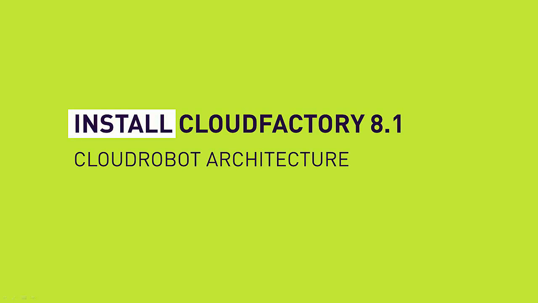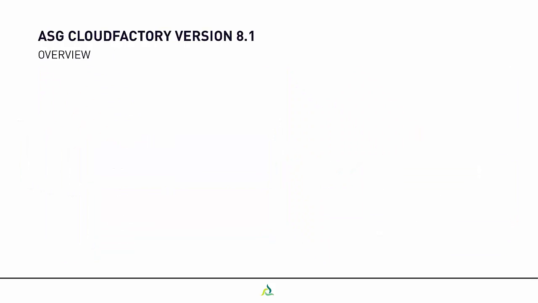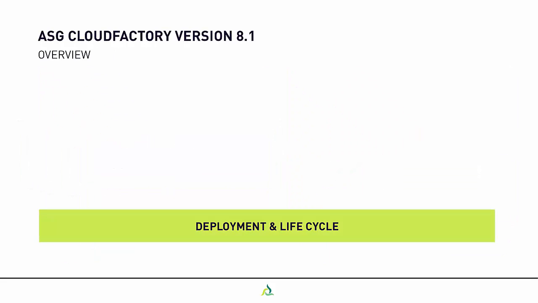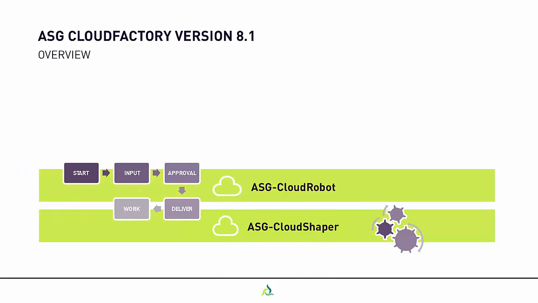So what is the architecture then? In this module, we see that we need a deployment and lifecycle component, which is the infrastructure that we install in Cloud Shaper. Not in this particular video. Then we have the workflow and self-service piece. This is the component that we called CloudRobot, the workflows and so on. So here we can see start, input, approval, delivery, and of course work.